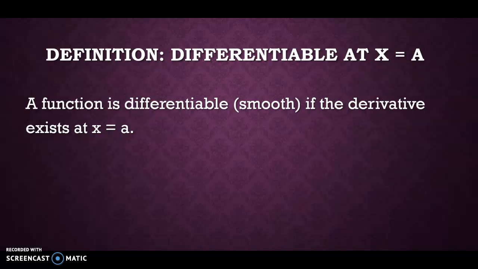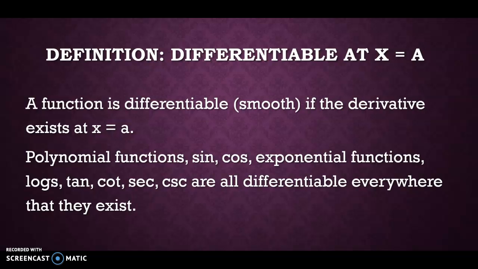So differentiable comes from the word derivative, and it means that we can take a derivative and then also we can plug in a to the derivative and we get an actual value. The good news is that all of the polynomial functions, sine, cosine, all exponential functions, logs, tangent, cotangent, secant, and cosecant, everywhere those functions exist, they are differentiable. There are certainly points of discontinuity on tangent, secant, cosecant, and cotangent, but if the function exists, then it's differentiable.